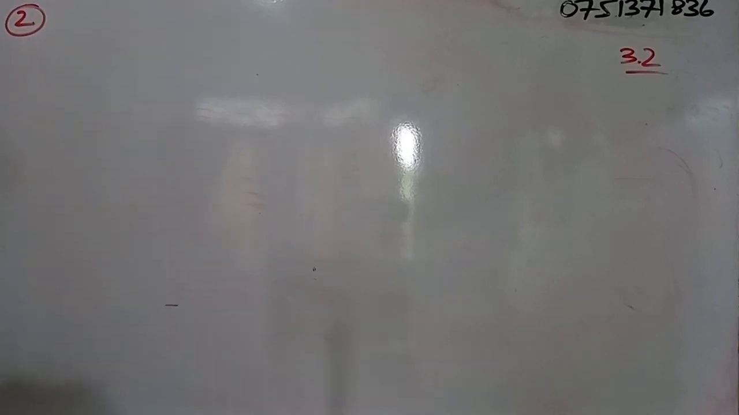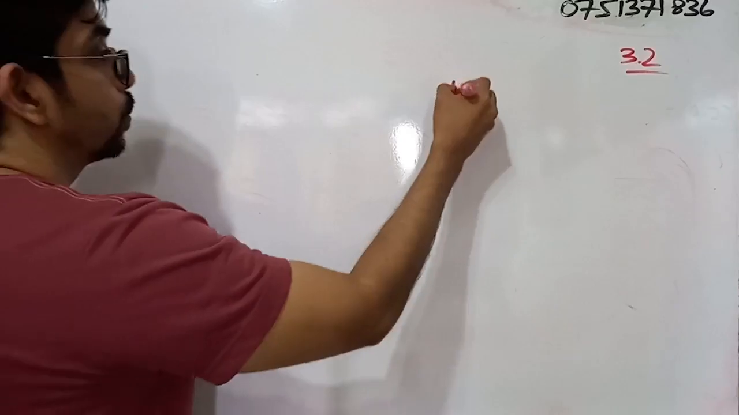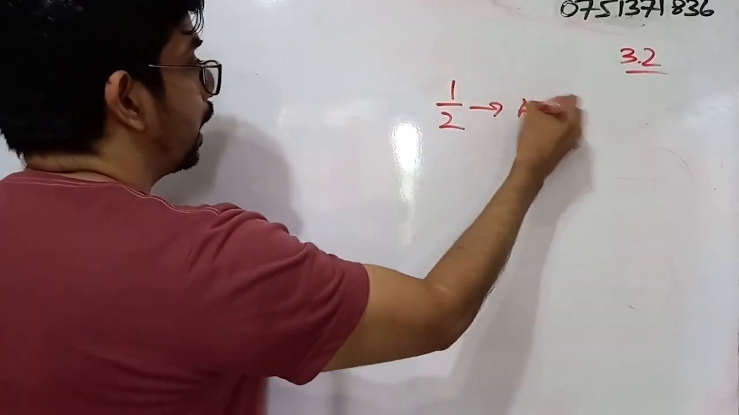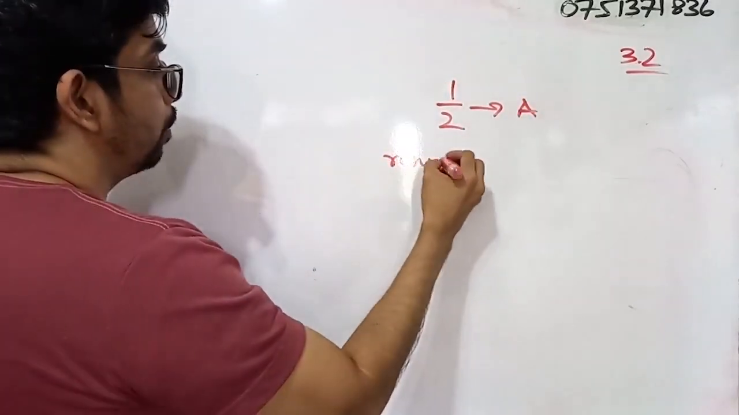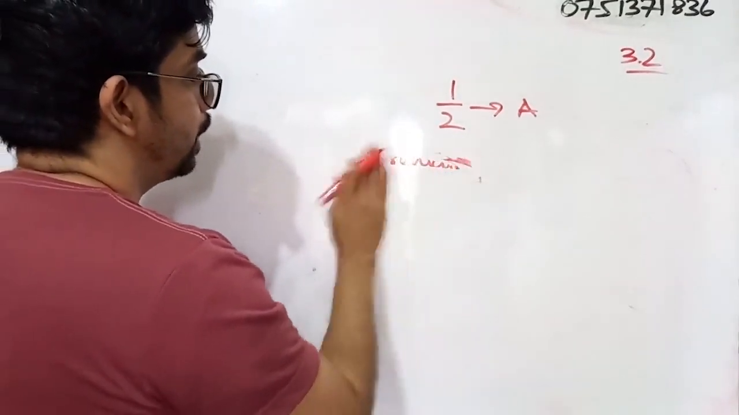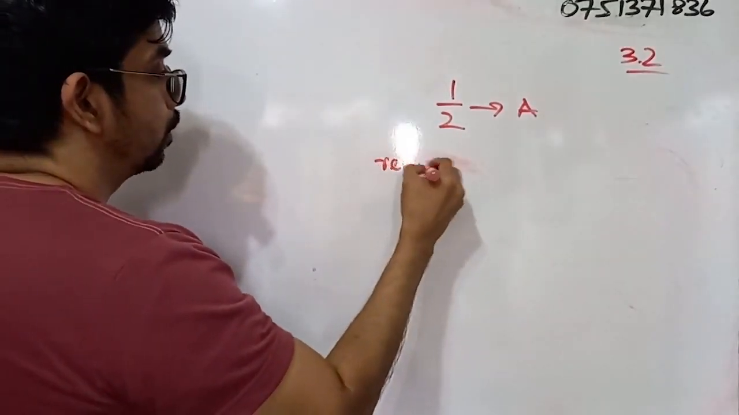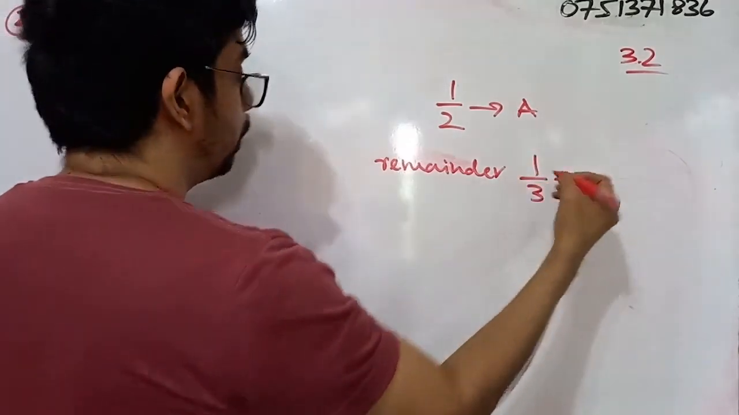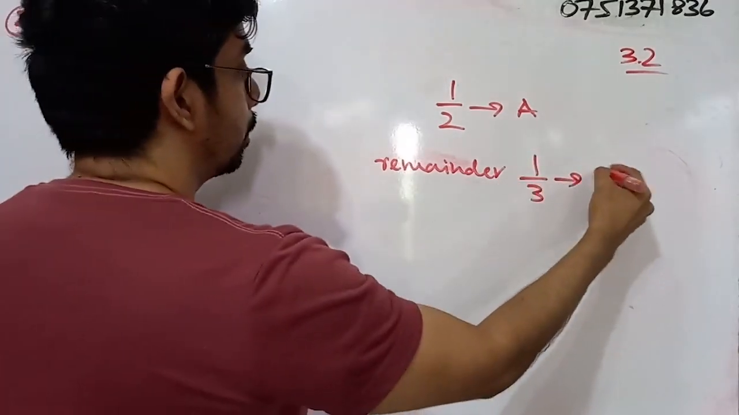Second question. From a certain amount of money, half was given to A, 1/3 of the remaining amount was given to B, and the rest was given to C. So half is given to A. From the remaining amount, or we will say the remainder, 1/3 was given to whom? B.